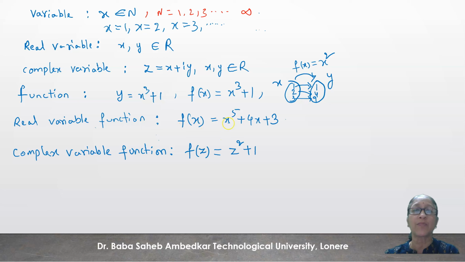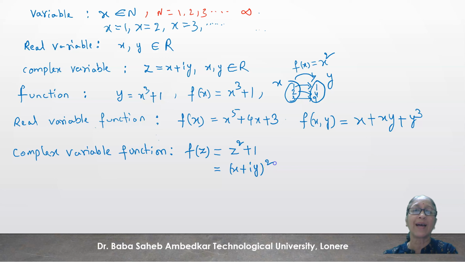Here f(x) means expression in terms of x. If you consider f of xy, this is function of xy, that means this expression contains both x and y variables. So here this is only f of z, that's why on right hand side we say an expression in terms of z. But what is z? z equal to x plus iy. So in the place of z, we can write x plus iy.